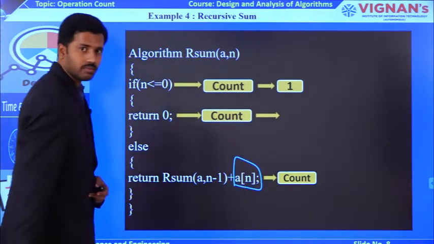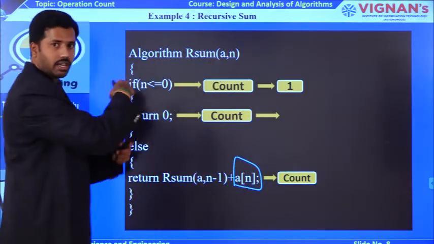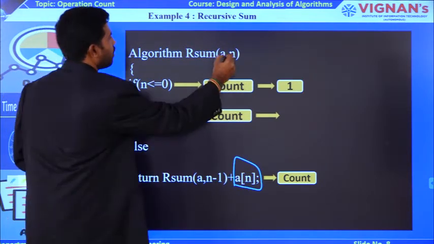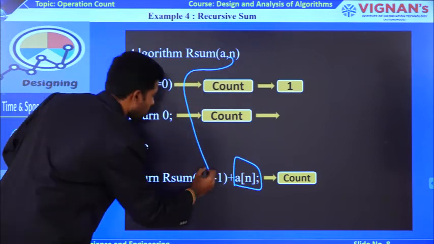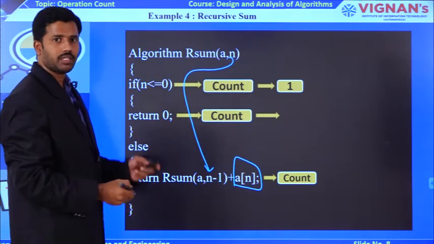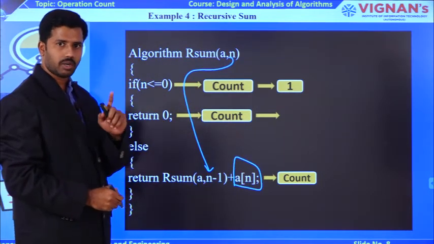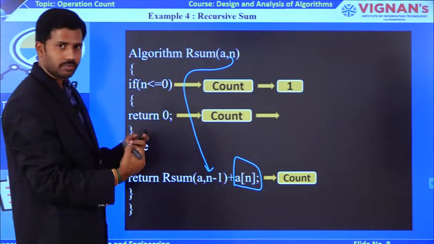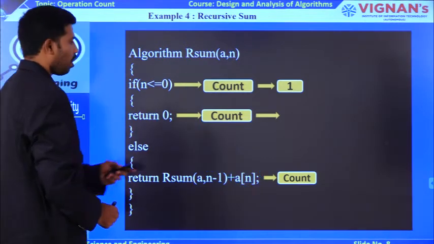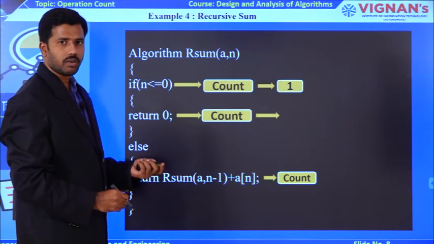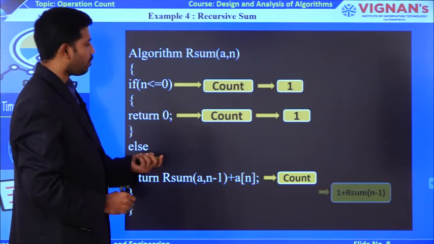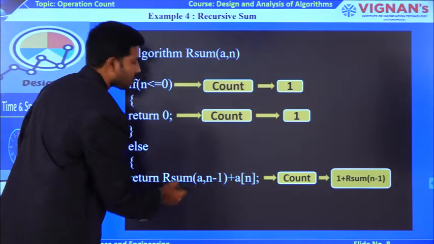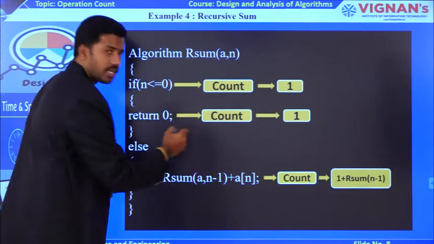Only one value. And for every iteration, how many function invocations are going to happen? For every function invocation, your n is reducing to n minus 1. That means only one function invocation will be there, and for every function invocation, only one element you are retrieving. Now you try to observe how to update the third count variable value. The third count variable value is going to be 1 plus recursive sum of n minus 1 only. Why? Because n is reduced to n minus 1.